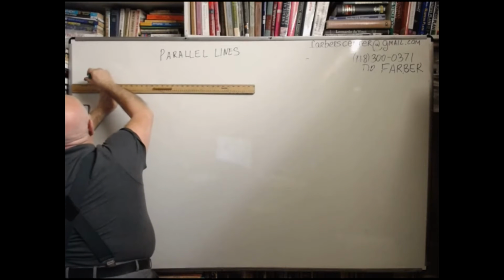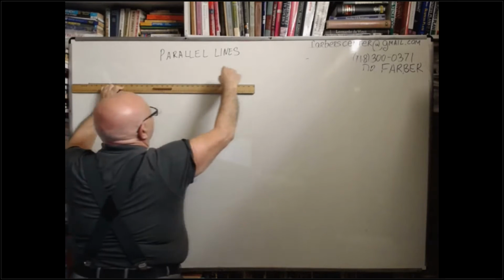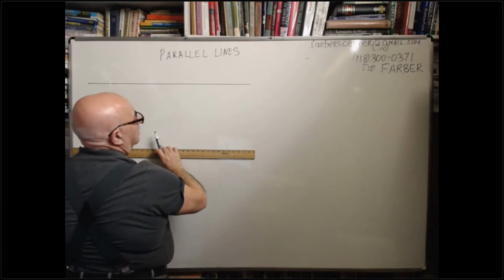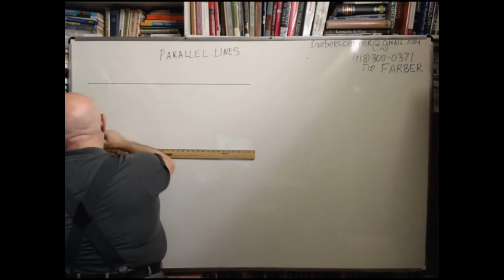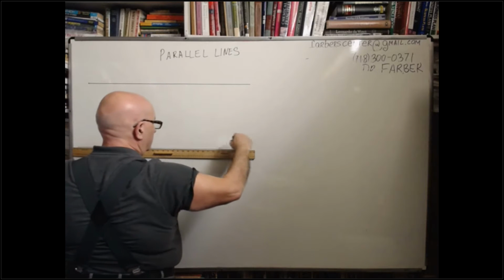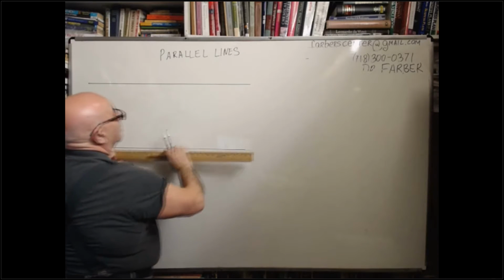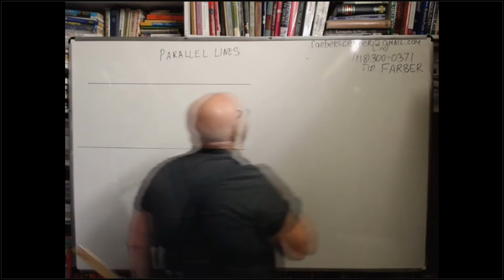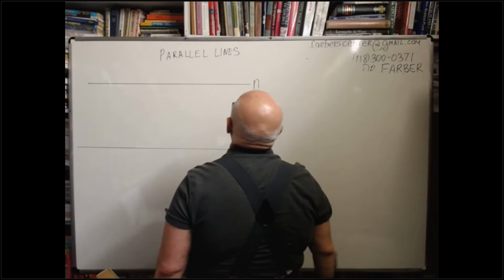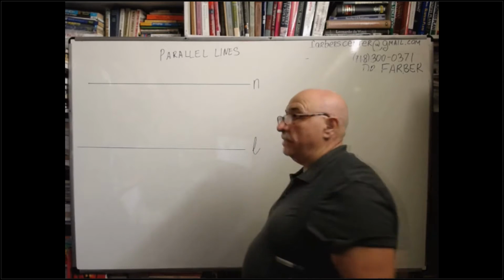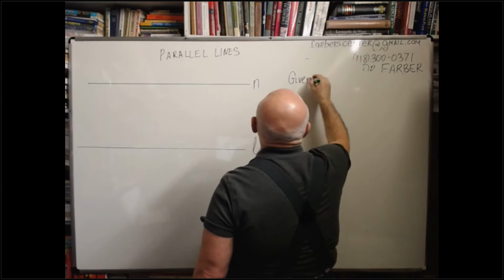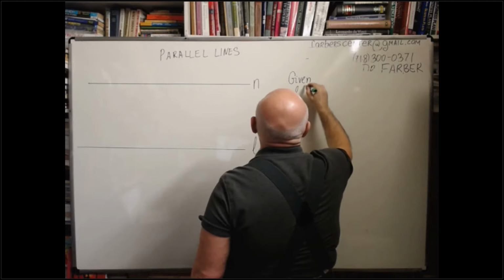This is one line. And this is another line. And this line is N, and this line is L. In math, to show they are parallel, you can write given: L is parallel to line N.